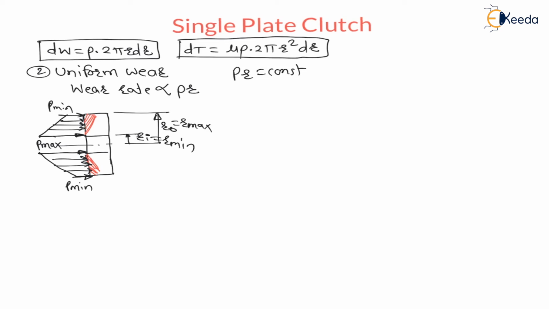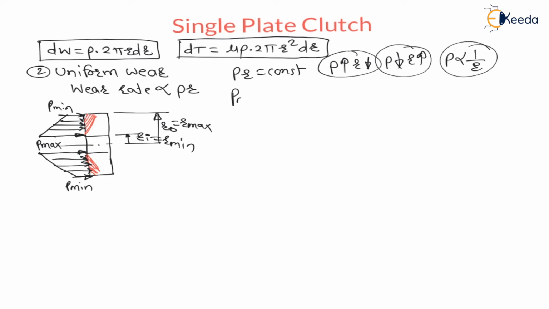Therefore if pressure is increasing, radius is decreasing, and if pressure is decreasing, radius is increasing, right? That means we can say pressure is inversely proportional to radius. Therefore for maximum pressure, radius must be minimum, and for minimum pressure, radius must be maximum. That is, maximum pressure into minimum radius is equal to minimum pressure into maximum radius, where maximum radius is the outside radius and minimum radius is the inside radius, right?